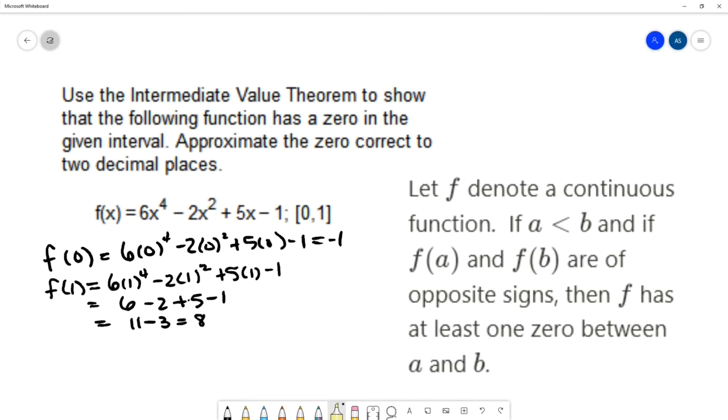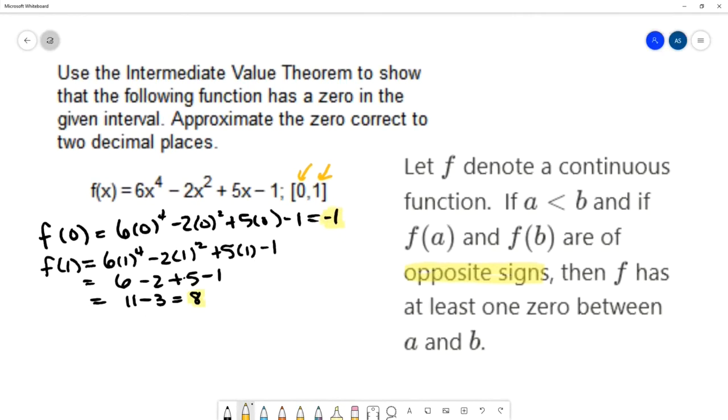And we can see that the y value here is negative and the y value here is positive, so they do have opposite signs. And so using the intermediate value theorem, we've now determined that there will be a 0 between these two x values. So there is a 0 between 0 and 1. There is an x-intercept between 0 and 1. So then we want to approximate those zeros correct to 2 decimal places.